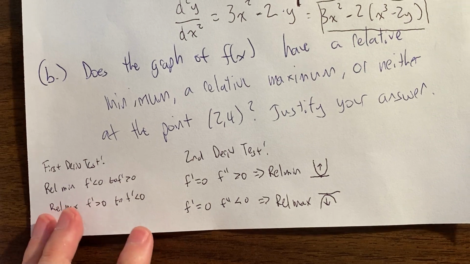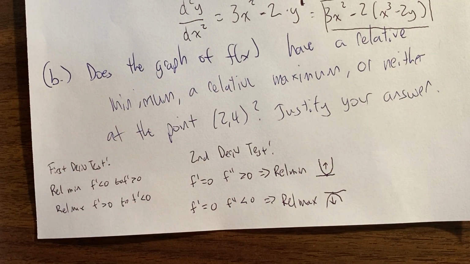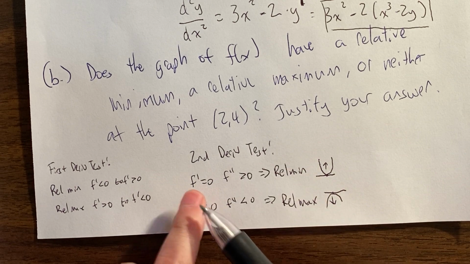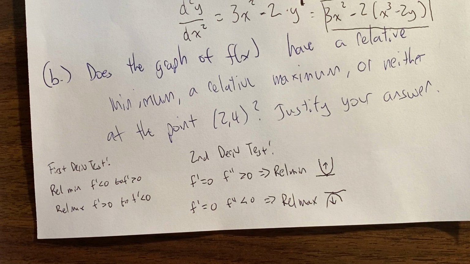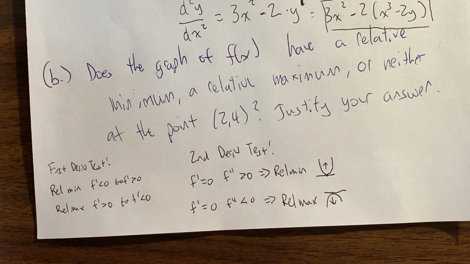So this is the test we're going to use, because in the second derivative test, you don't need to find a sign chart of f prime or f double prime. What you just need to do is plug the single point (2, 4) into f prime, make sure it's 0, and then plug it into f double prime to see if it's positive or negative. Again, positive goes with relative min, negative goes with relative max.